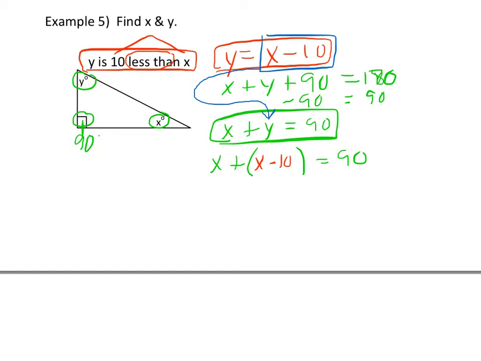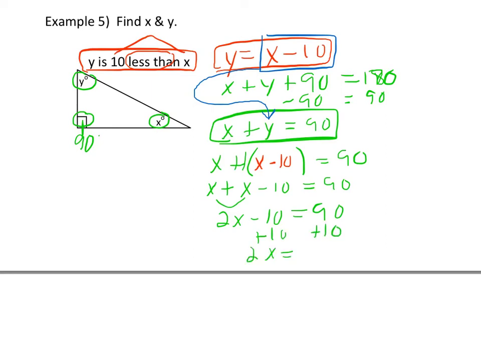There's nothing in front of here besides a positive 1, so we don't have to distribute anything that would change it. So basically we have x plus x minus 10 equals 90. These two are like terms, so we have two of them. We'll add 10 to both sides, and we get 2x equals 100. Divide both sides by 2, and x will equal 50.